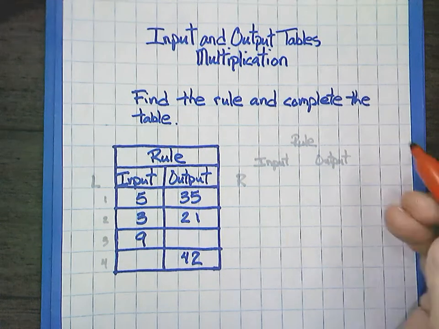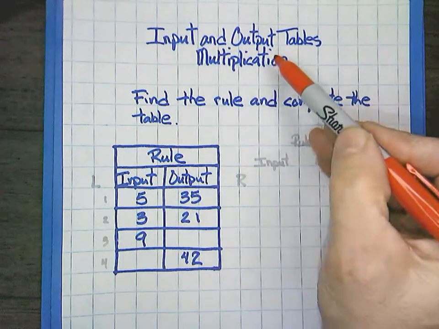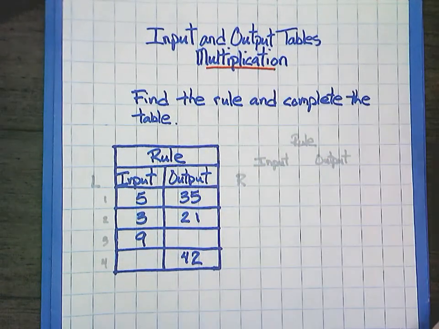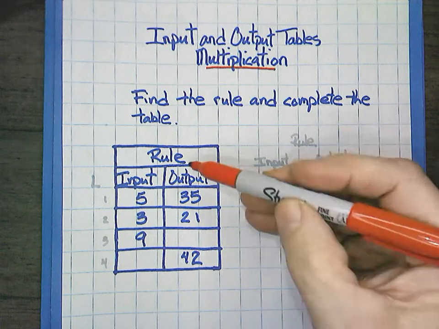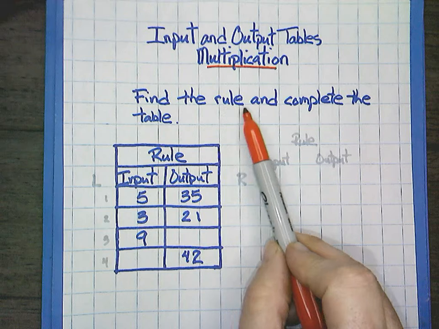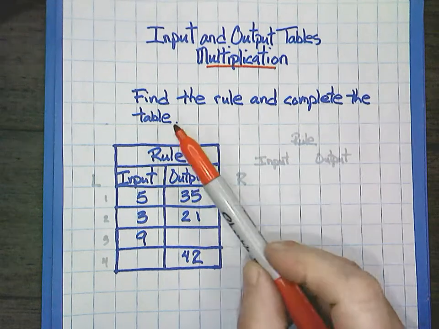Our topic today is something called input and output tables. Our focus today are input-output tables that involve a rule of multiplication. Let's get started. Find the rule and complete the table.